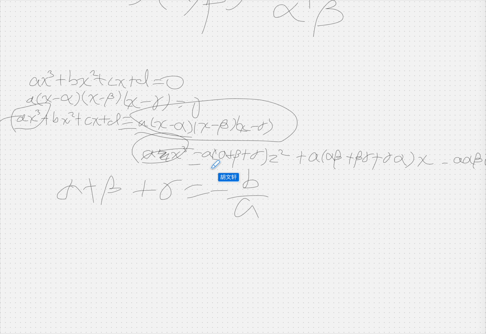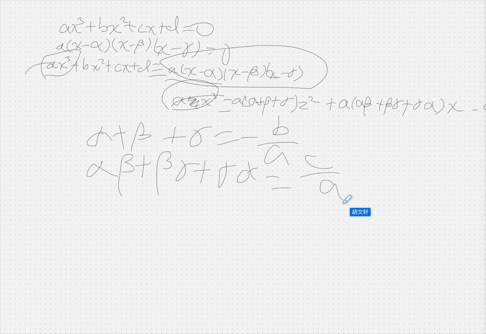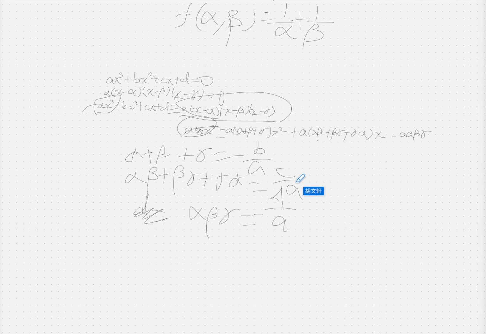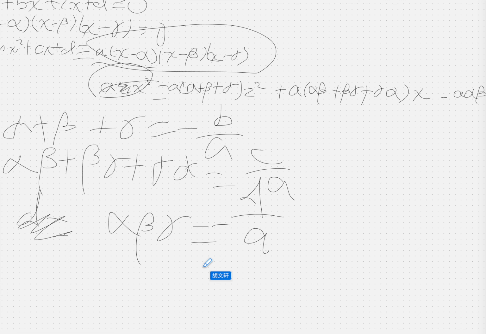And then on the other hand, we can also do this for c, which gives us alpha beta plus beta gamma plus gamma alpha. Sorry, I'm writing alpha really horribly because I'm messing myself up. That equals c over a, and d gives alpha beta gamma equals negative d over a, because we're just dividing essentially both sides by a or negative a, depending on the coefficient. So we can obtain these three results.